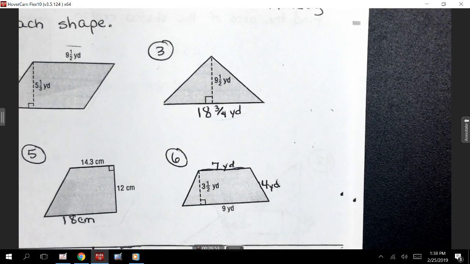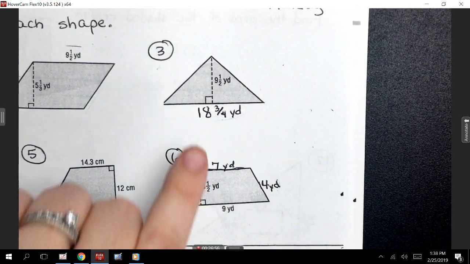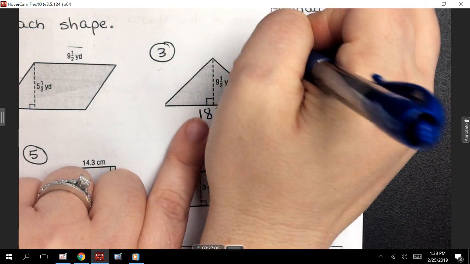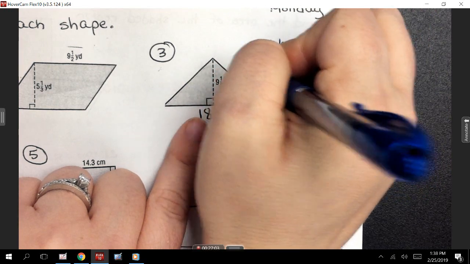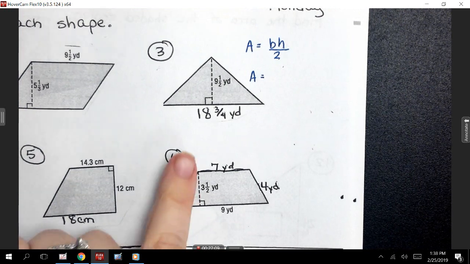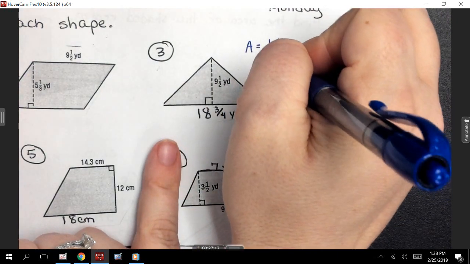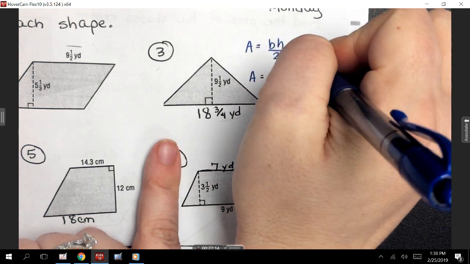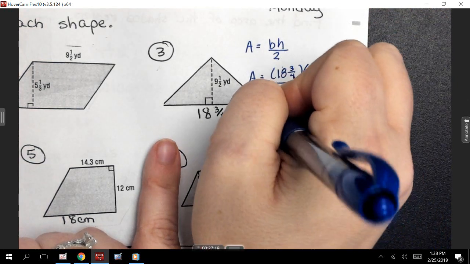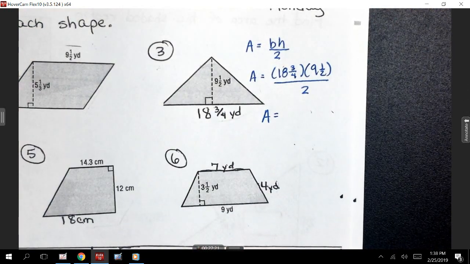What is my formula for number 3 going to be, Fernando? It's going to be A equals BH divided by 2. So what is my base and my height going to be here, Tyler? 18 3/4 and 9 1/2. 18 3/4 times 9 1/2, and then we're going to divide that by 2. So when I type that carefully into my calculator, 18 3/4 times 9 1/2, then we push enter and divide by 2. What do I get, Aaron?